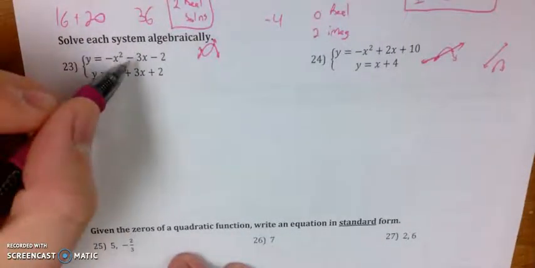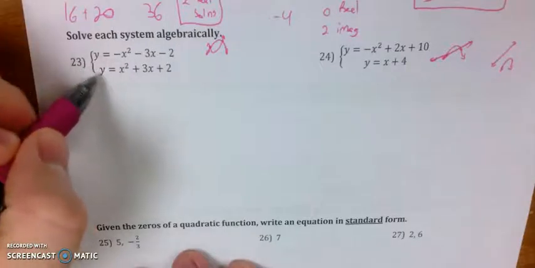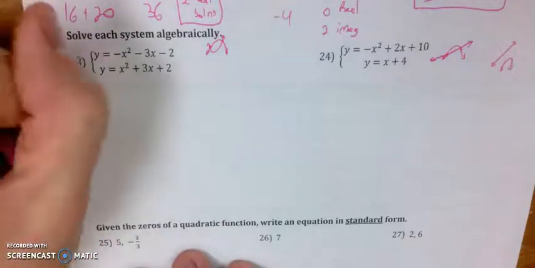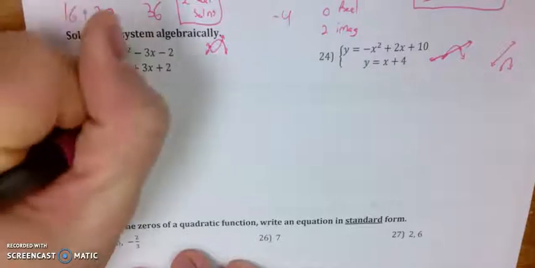So if we're solving this algebraically, let's just use some straight old substitution. So I'm going to put x squared plus 3x plus 2 in place for y in this first equation here. Since these are both equal to y, I can essentially just set them equal to each other.